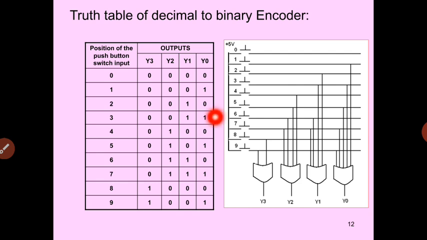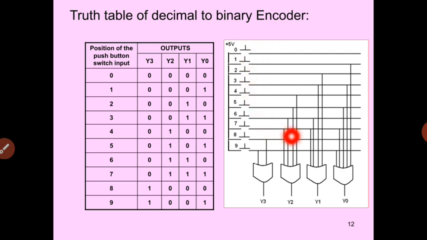If you observe, I am explaining the operation of this circuit only with respect to one press of the push button switch at a time. For example, if two push button switches are closed at a time, then what will happen? That is another type of encoder, which is called a priority encoder.